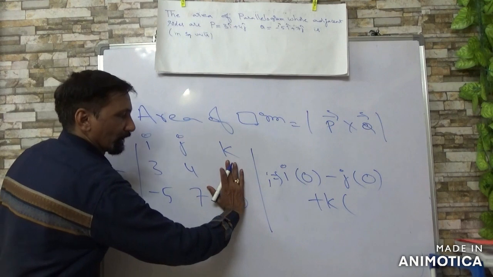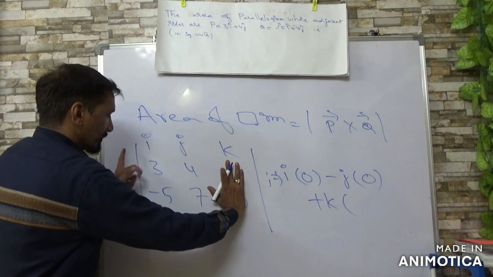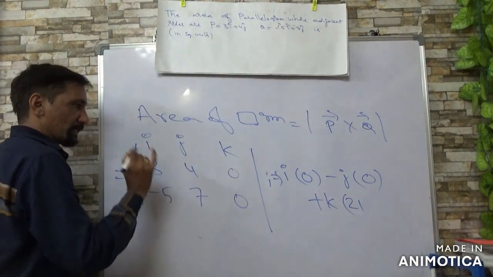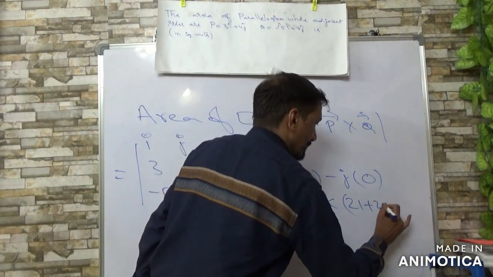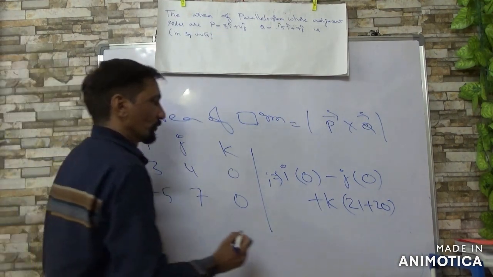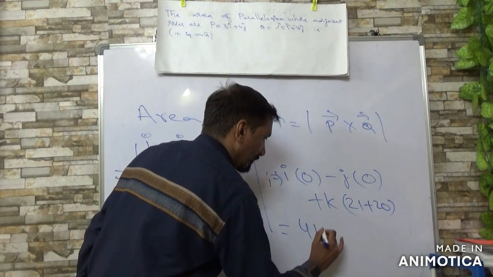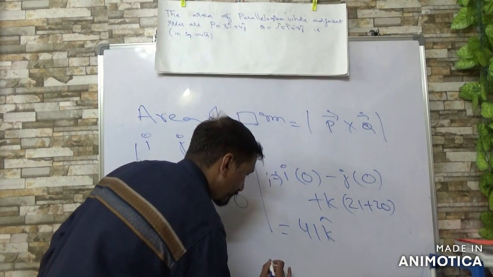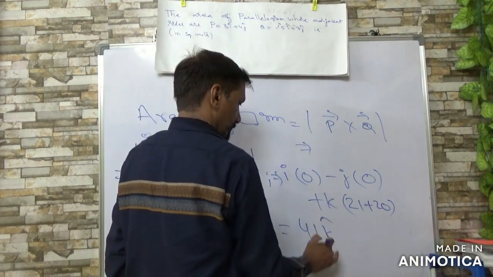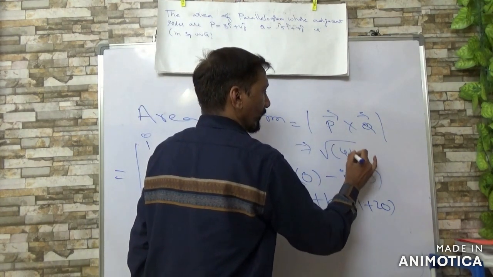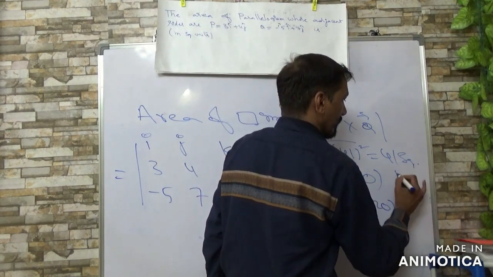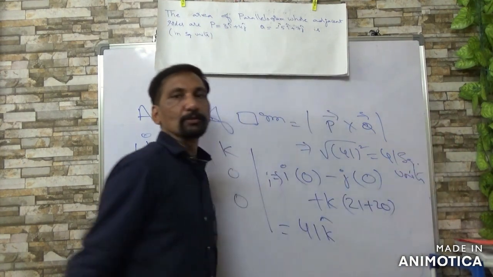Plus K of. So K you are considering now, so close the K column: 21 minus 20. Minus of minus, plus 20 now. So you get 41K. Its magnitude you want to find, right? Mod. So root of 41 whole squared, nothing but you can say 41 square units. Okay?